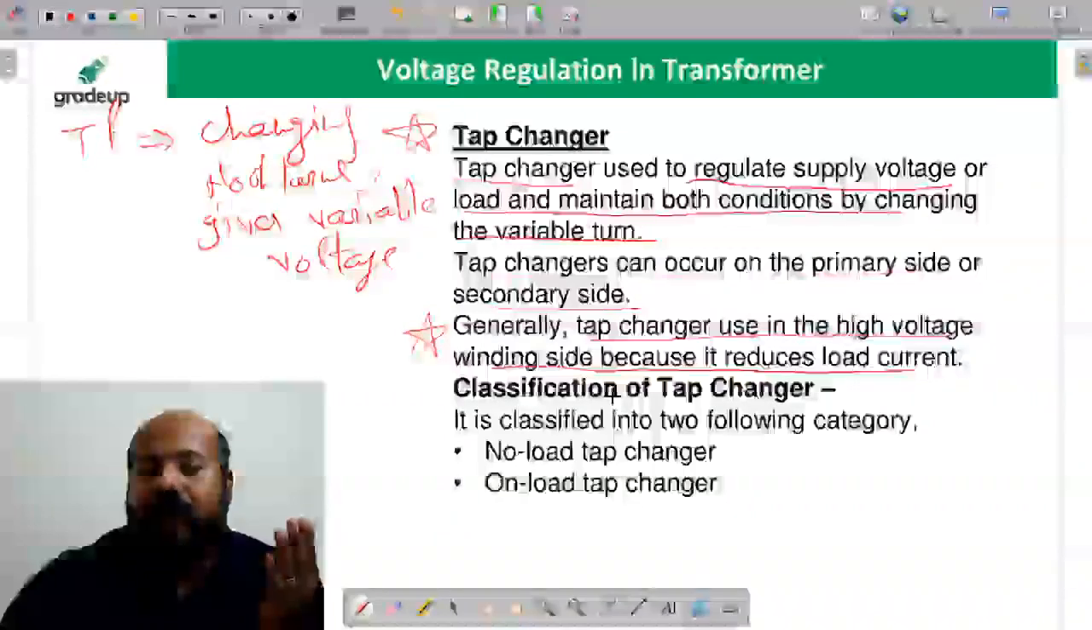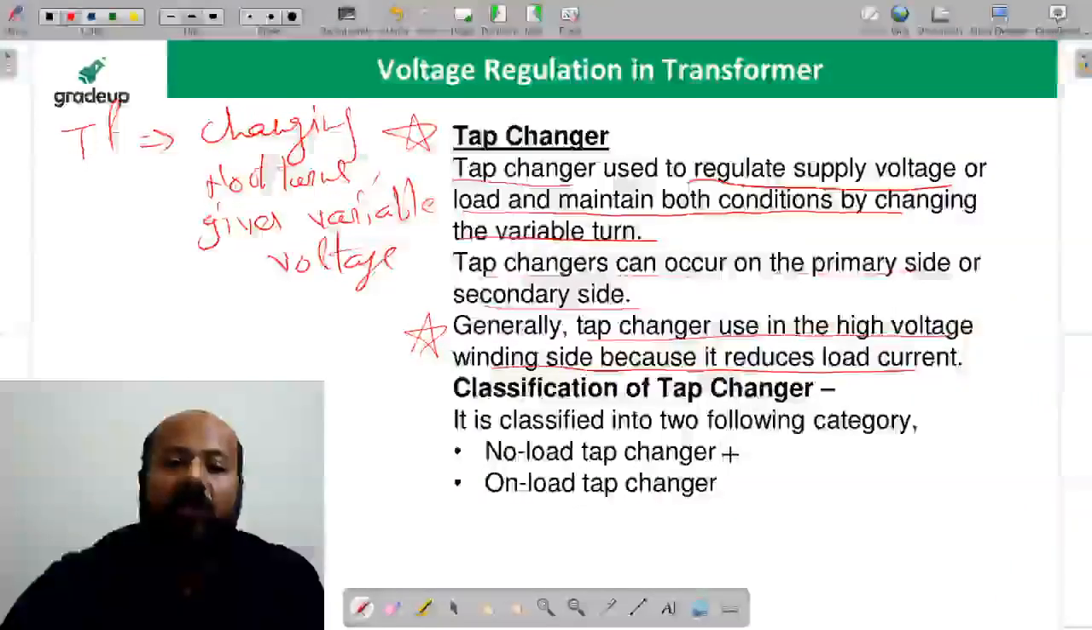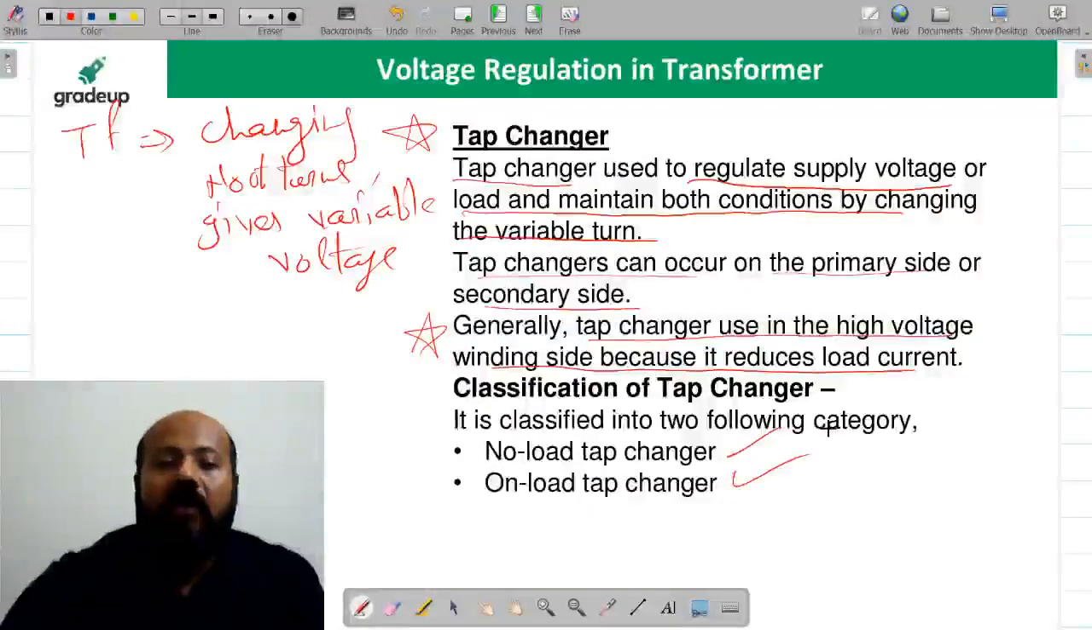Now you must be knowing this, that tap changers are available in two categories: no load tap changer and on load tap changer.